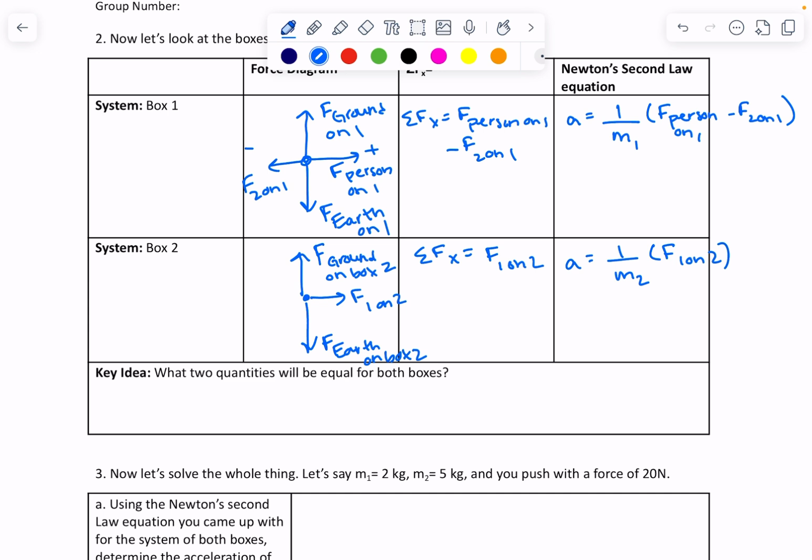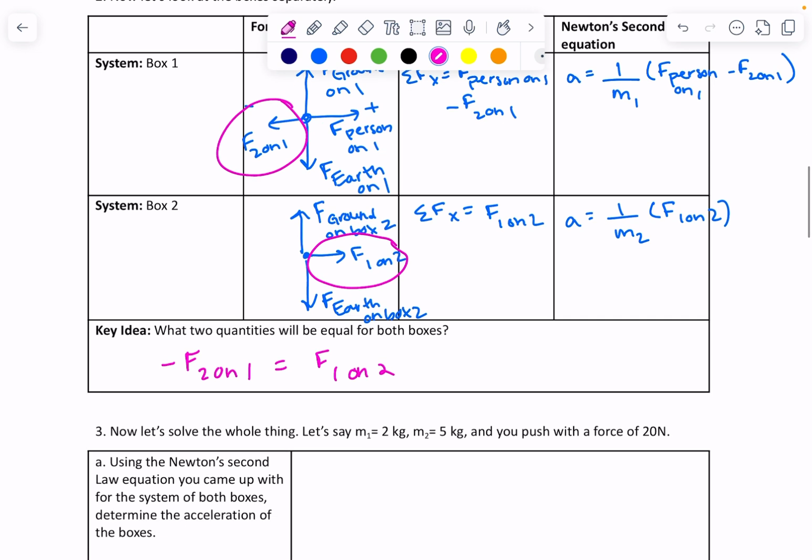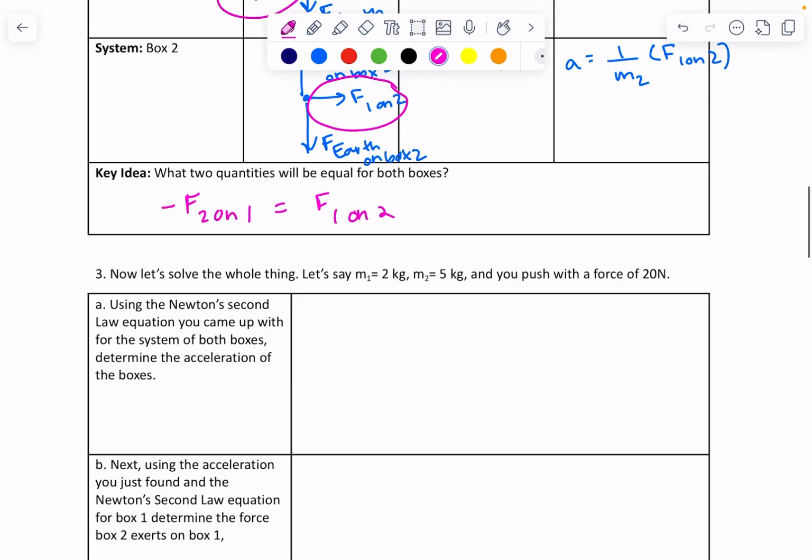So now, if we think back to our Newton's third law here, we know that when objects exert forces on each other, they are equal in magnitude and opposite in direction. So this and this, these are Newton's third law pairs. So the force that 2 exerts on 1 is going to be equal to the force that 1 exerts on 2, okay? Just that this one's negative. So we can use that when we're solving. So now let's solve the whole thing together.